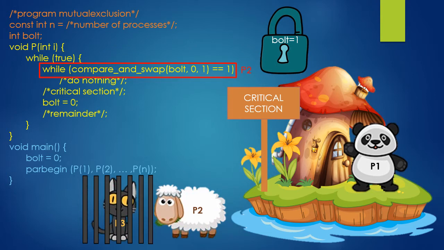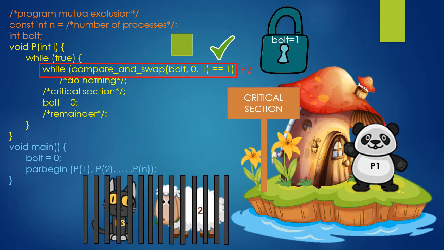P2 hits the second while and compares bolt with 0. The comparison is false. Bolt remains as it is. Compare and swap returns the old value of bolt, which is 1. The while condition becomes true. P2 is caught in the second while's body, where it repeatedly executes the compare and swap. Every time the comparison is false, bolt remains as it is, and the return value matches 1, so P2 remains caught in the loop.